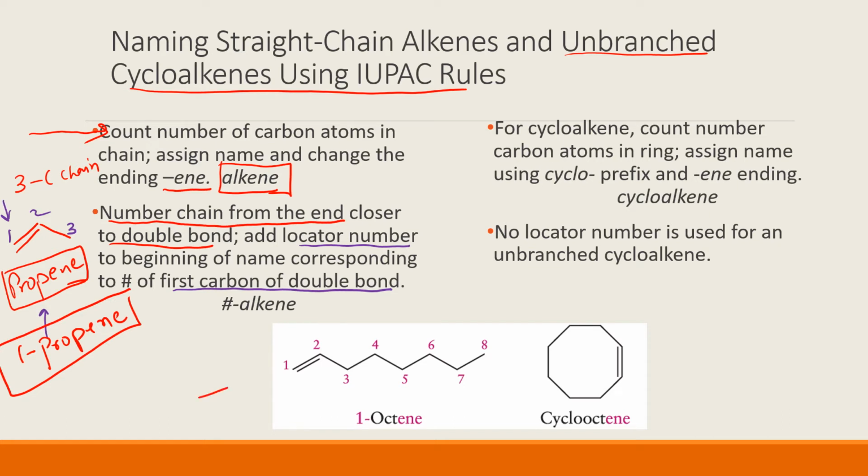So this is the correct name, 1-propene. Let's look at another example. In this case we have an 8 carbon long alkene. From 8 we get the name oct, and because there is a double bond, it's ene, so it's octene. Now the locator number comes from the numbering of carbon atoms, and remember we number from the side where the double bond is closer. In this case the left hand side has the double bond, so the locator number for the double bond will be 1. Hence this alkene is 1-octene.